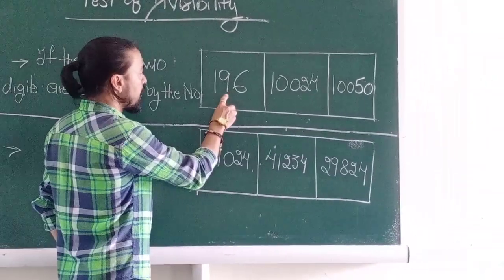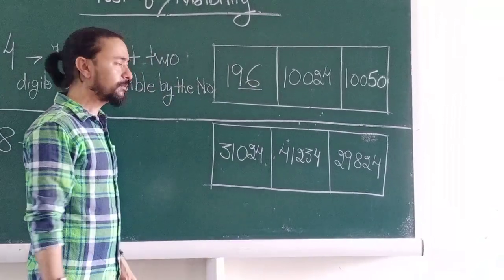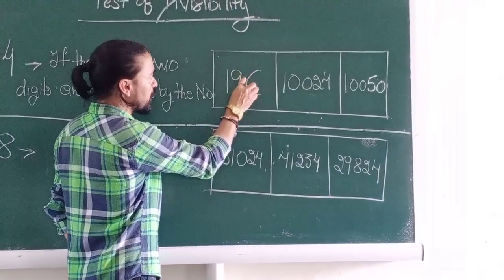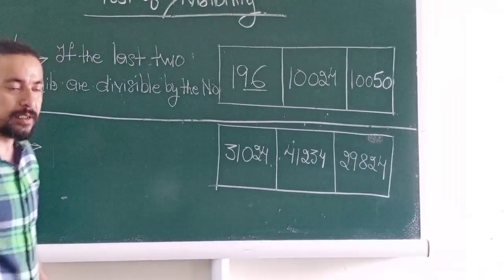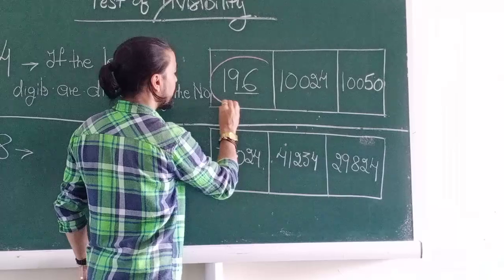Now in this case, I have the last two digits as 96, 9 and 6. Is 96 divisible by 4? Look very carefully. 4 2s are 8, I will have remainder 1, and 4 4s are 16. So this particular number is divisible by 4.